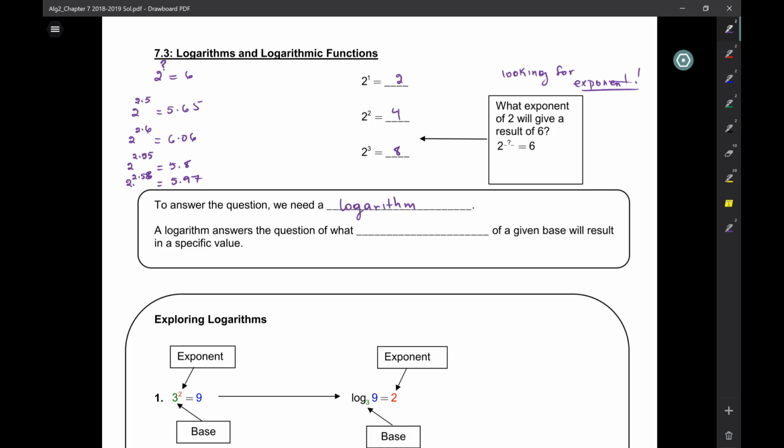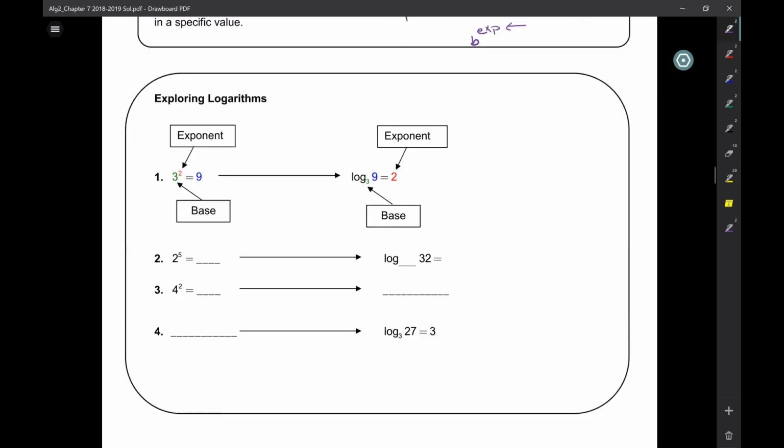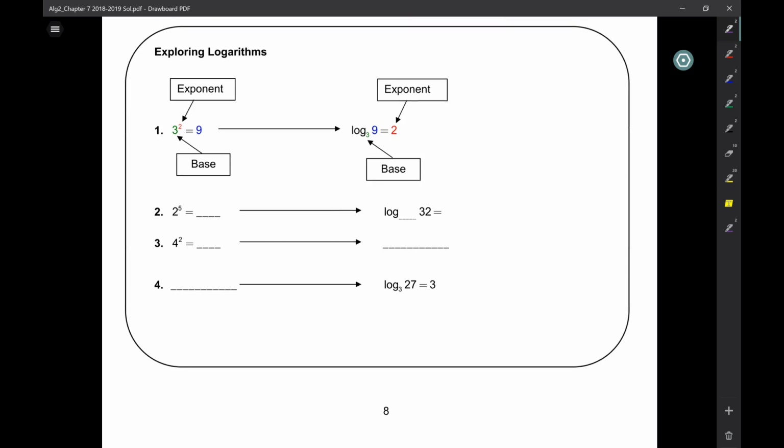A logarithm answers the question of what exponent of a given base will result in a specific value. So, we need a base and an exponent, right? Base and an exponent. That's the relationship that we're looking for. A logarithm gives us that exponent if we have the base. So, let's take a look at some logarithms.